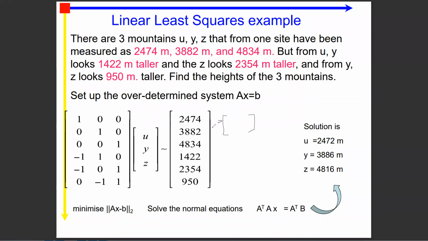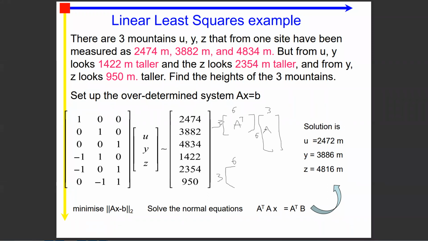It's a 3 by 6 matrix times the 6 by 3 matrix. Effectively, the result would be a 3 by 3 matrix. And the right side would be 3 by 1 in the end, if you multiply this 3 by 6 by the 6 by 1. This is A transpose A.